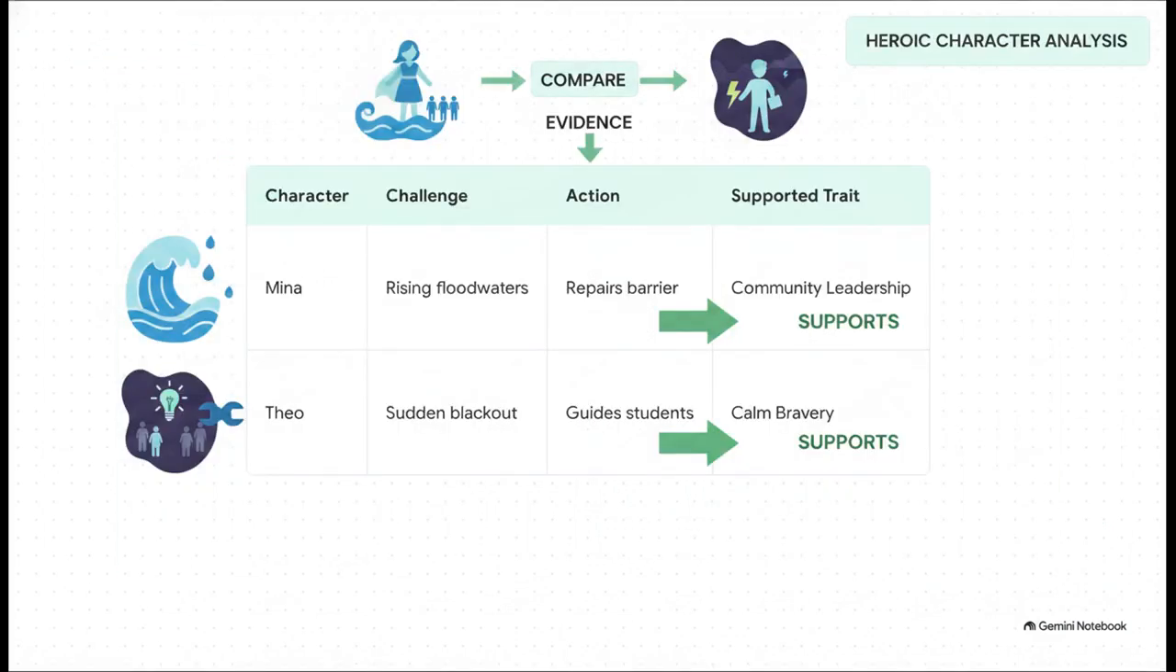Let's put this formula to the test with 2 invented heroes, Mina and Theo. Think about Mina's challenge. Rising floodwaters are literally threatening her town. Instead of fleeing, her action is repairing a flood barrier alongside her neighbors. That undeniable evidence proves the trait of community leadership. Meanwhile, Theo is trapped in a sudden school blackout. His action, guiding younger, panicked students to safety in the pitch dark. That proves calm bravery. See, we aren't just calling them heroes out of nowhere. We have the hard data to prove it right here.